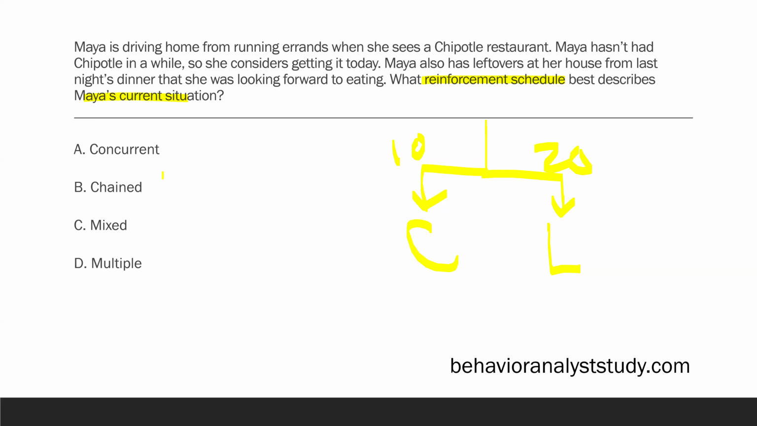A chain schedule, of course, is when the schedules have to be done in order to complete the chain and get the final reinforcement. Mixed and multiple are the same thing where we have alternating schedules or randomly alternating schedules, except one has an SD and one doesn't. In this case, the reinforcement schedule that best describes Maya's current situation is going to be A, concurrent.